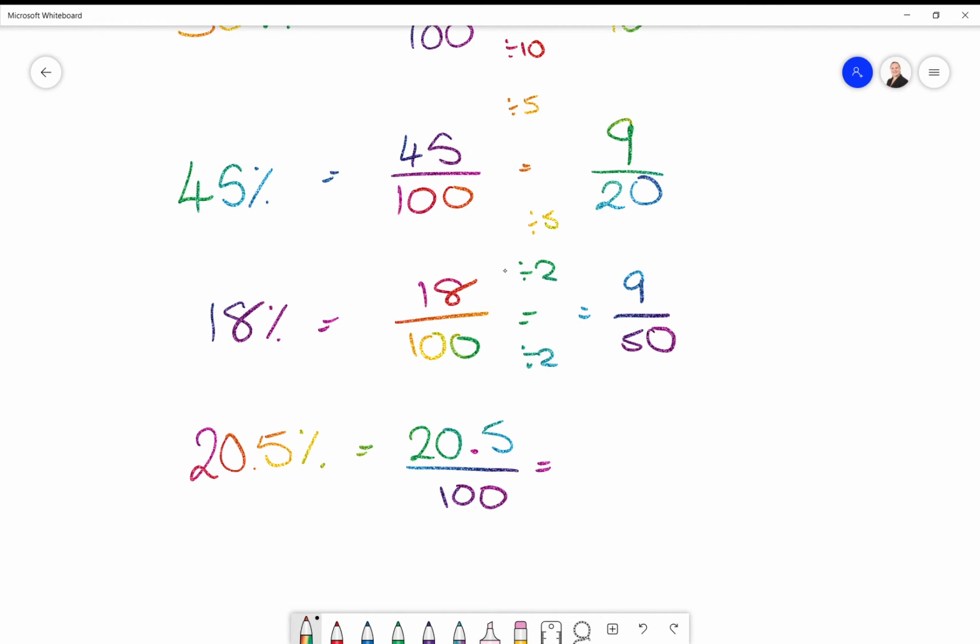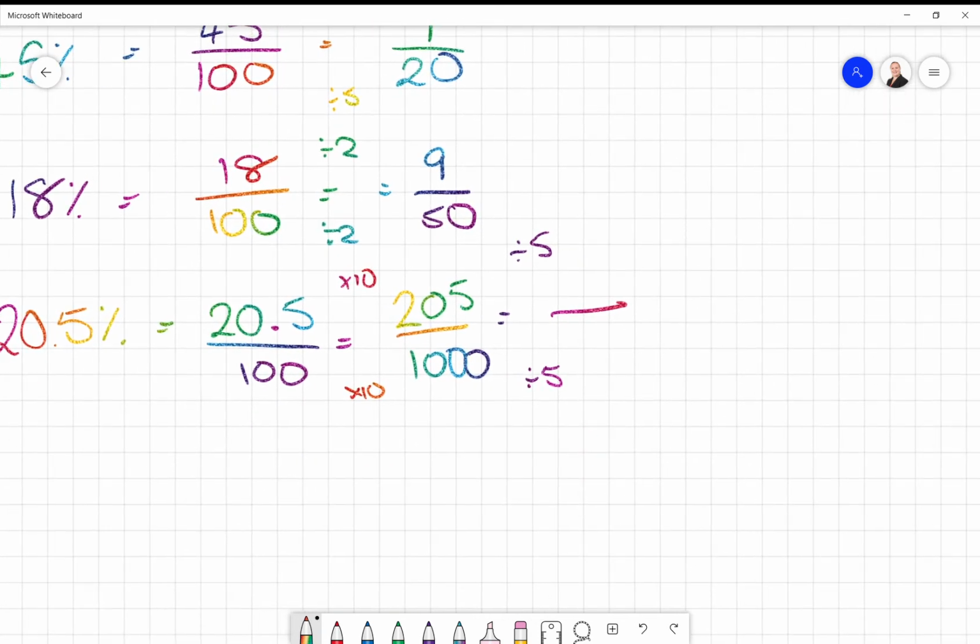To get rid of the decimals, I want to move that decimal place one that way, which means timesing the top, and so therefore the bottom as well, by 10. So that's going to be 205 out of 1,000. Can you see now they're both in the 5 times table? So I'm going to divide the top and the bottom by 5.